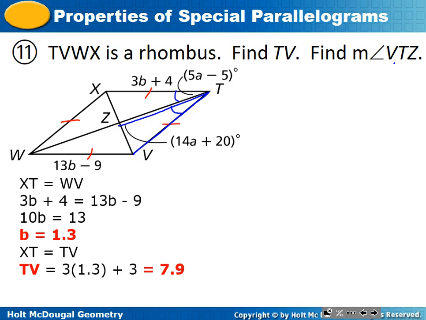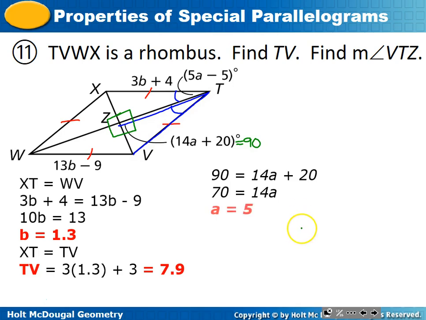However, remember once again that all of our angles in the center here are right angles, right? So that means we can set this equation right here equal to 90. So that's exactly what we're going to do to solve for A, and then we're going to plug our A back in up there. So 90 is equal to 4A plus 20. Subtract 20 from both sides. That would be 70 is equal to 14A. Then divide both sides by 14, so A is equal to 5.